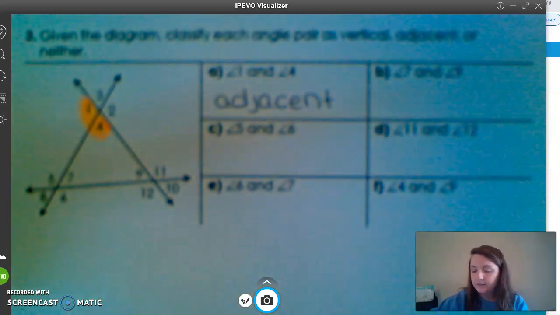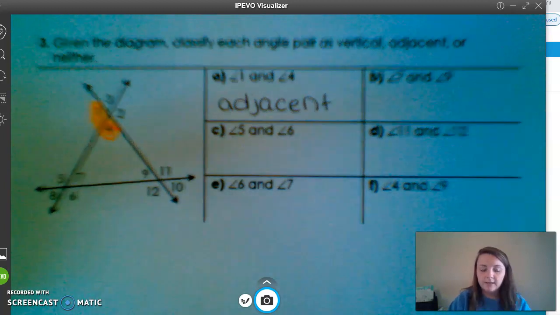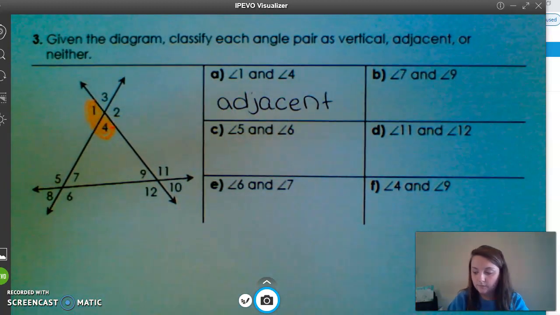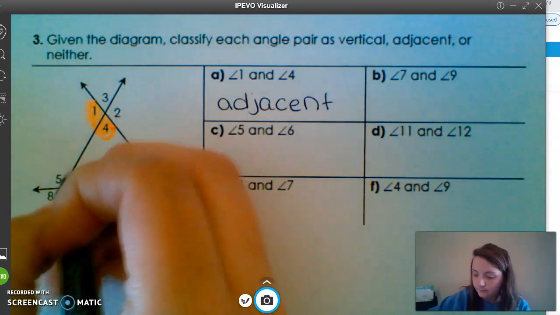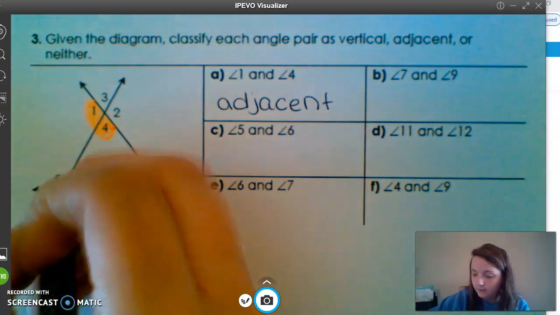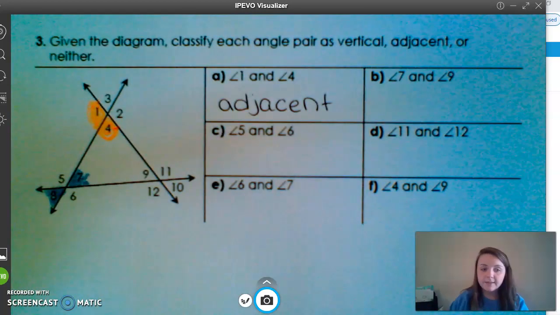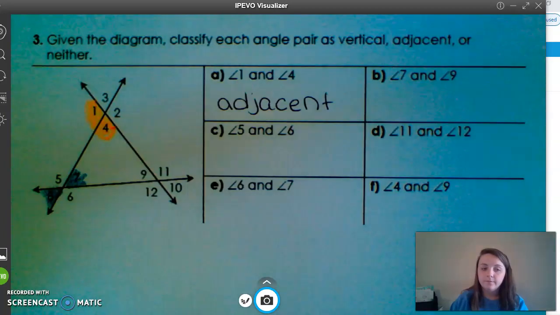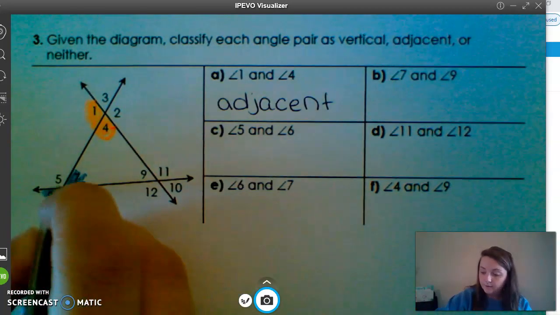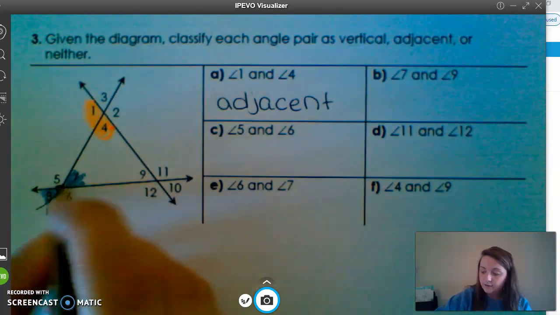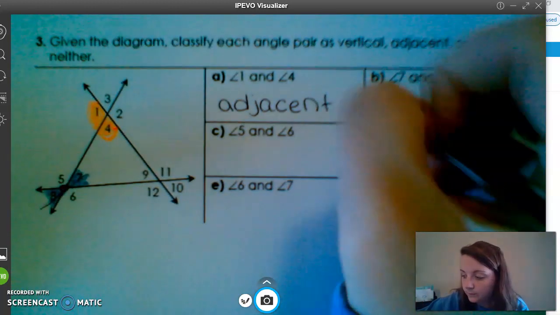B says angle 7 and angle 8. Well, they're not right beside each other, so they can't be adjacent. Are they directly across the vertex from each other? So here's the vertex. They're directly across from it, so that means they're vertical.